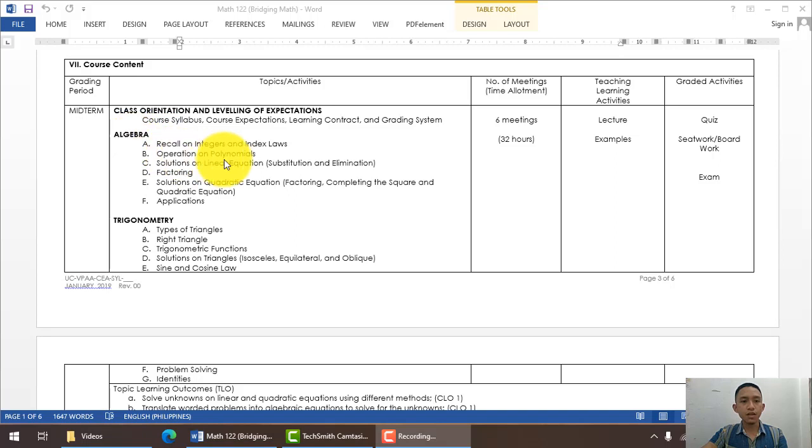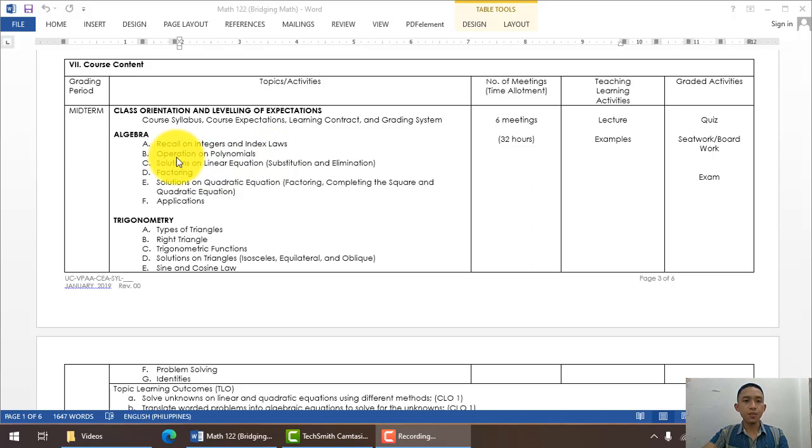Under your algebra, we will be trying to recall, because I know that this is already discussed, or already taught to you in your high school. Your integers and index laws. This is the first thing that we should know. We will try to recall again your integers, these positive and negative numbers, and then index laws. What are the exponent laws, and so on and so forth.